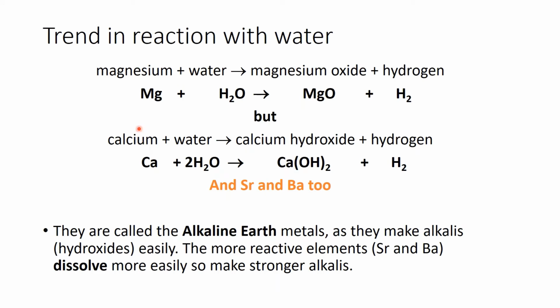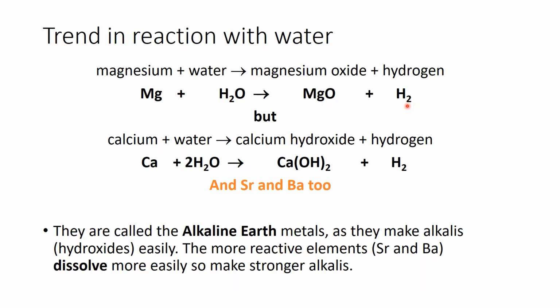Okay, we've talked about the trend in the reactivity with water. Hopefully what you've got here is that magnesium reacts with water, or in our case actually steam, to form magnesium oxide and hydrogen. So you should have magnesium solid reacting with steam, which is H2O in the gas phase, to make magnesium oxide and hydrogen.